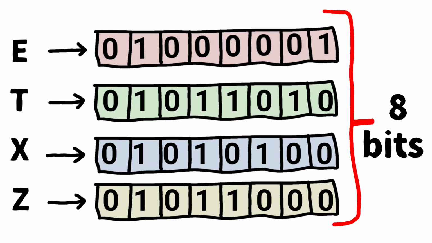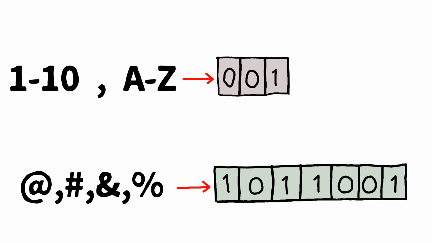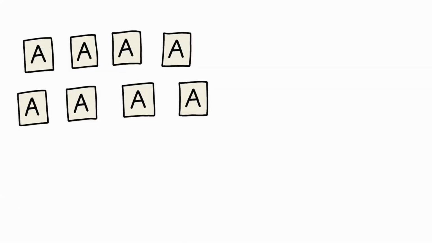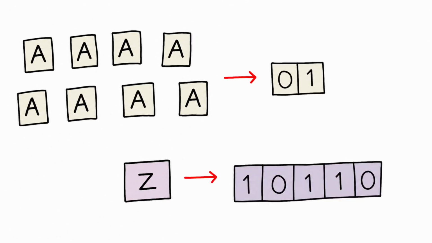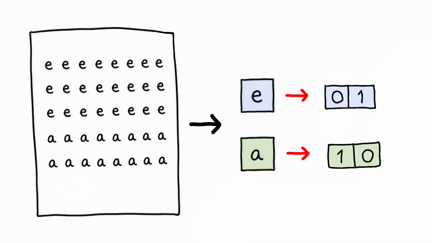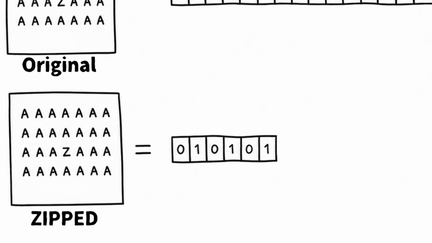Huffman coding changes that. Common symbols get shorter binary codes, while rare symbols get longer ones. So when a letter like A appears much more often than Z, A gets a shorter code and Z gets a longer one. Since common symbols appear again and again, those shorter codes save bits throughout the file. The result is the same information stored using fewer bits.